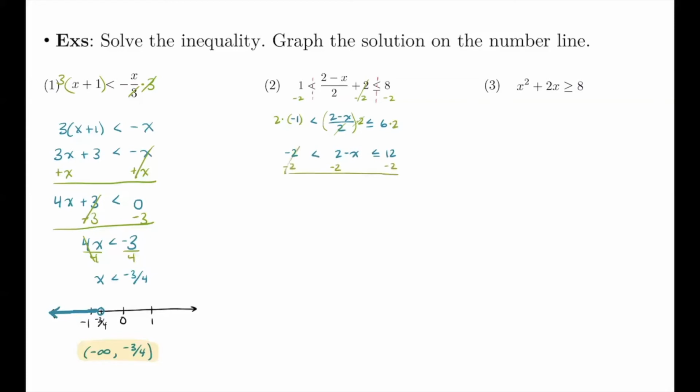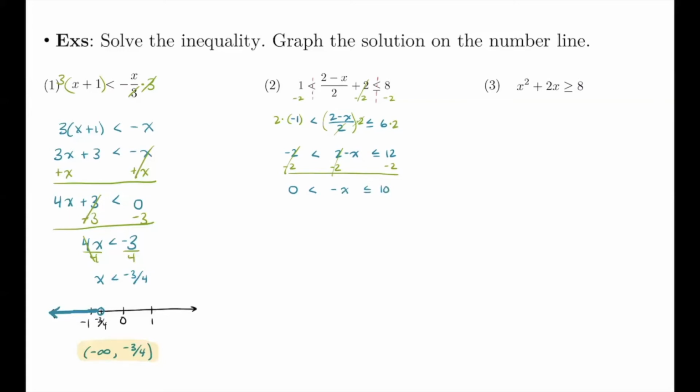That cancels out on the left, cancels out in the middle. On the left-hand side, though, we don't just disappear. There is a number there, and that number is 0. In the middle, we have -x. And on the right side, we've got 12 minus 2, which is 10.